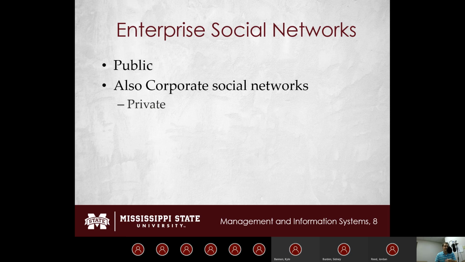And in contrast, if we look at something like a corporate social network, that's going to be something that's for company use only. It's not going to be public facing. In other words, if you're not an employee of the company, you can't access the corporate social network that they're using. Some examples of this could be things like Slack, Yammer, different products. Microsoft Teams is another example of this, where basically it's a corporate social network that is only open to people within the corporation. So that's the main distinction there. Enterprise social network is going to be public, corporate social network is going to be private.